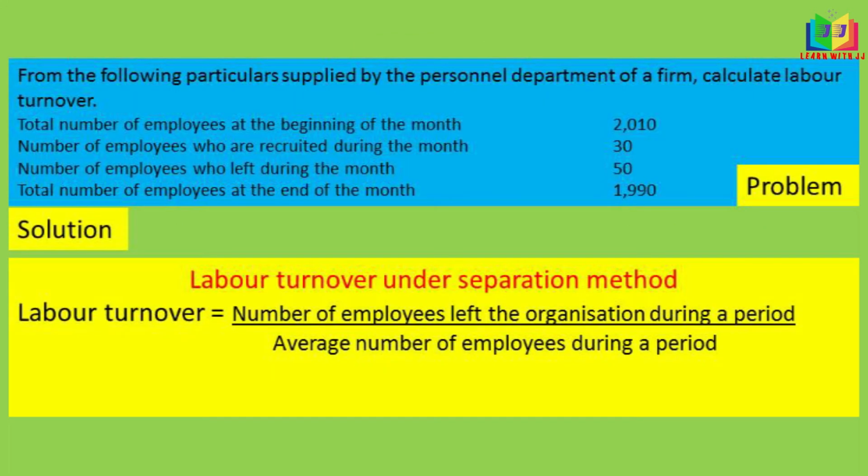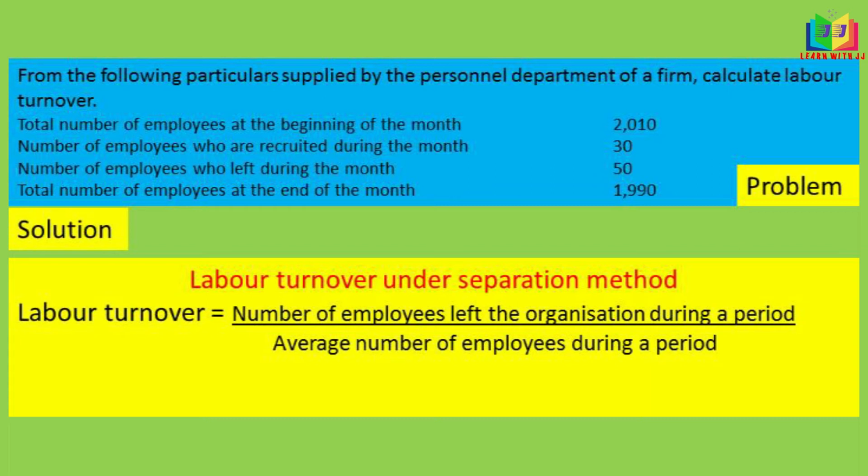Let's start doing the problem. First we have to calculate the labor turnover under separation method, and the formula is number of employees left the organization during a period divided by average number of employees during a period.